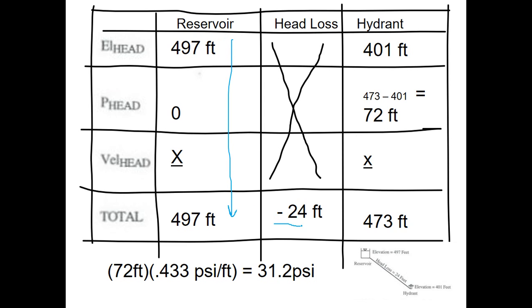We're given the head loss at 24, so we got 473 left over at the hydrant. The hydrant has an elevation of 401. So 473 minus 401 gets us 72 feet of energy available at the hydrant. We can then convert that using the 0.433 and we get 31.2 psi at the hydrant. Right, so there's some Bernoulli's equation applications. Using the table, you can just plug everything in. Remember, everything that goes into the table is in feet. You get it off the table, it's in feet. You can then convert it into whatever unit you want to work with.